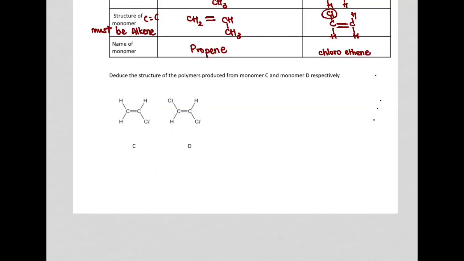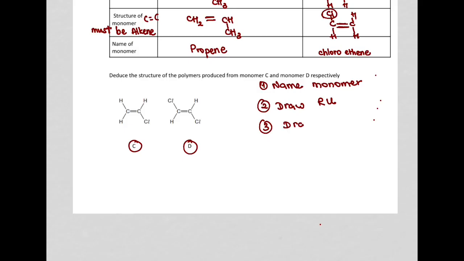Now for the next question, you're going to use these 2 monomers provided. You will name the monomer, draw the repeat unit that I'm writing as RU, and you will also draw the polymer. Pause the video, work it out, and then check your answers.